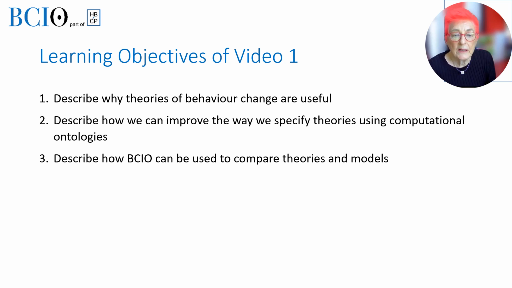For video 1, the learning objectives are, first of all, to describe why theories of behaviour change are useful. Secondly, to describe how we can improve the way we specify theories using computational ontologies. And thirdly, to describe how the Behaviour Change Intervention Ontology can be used to compare theories and models.